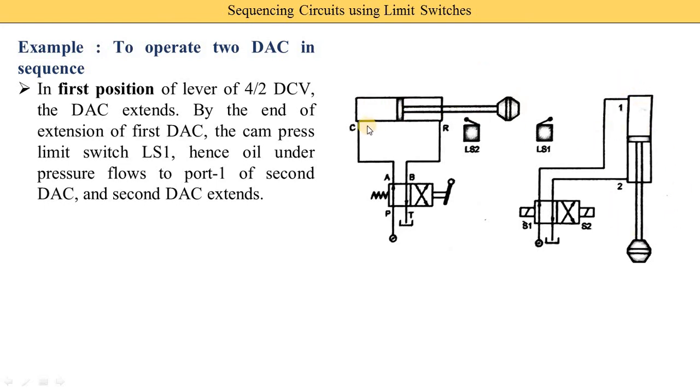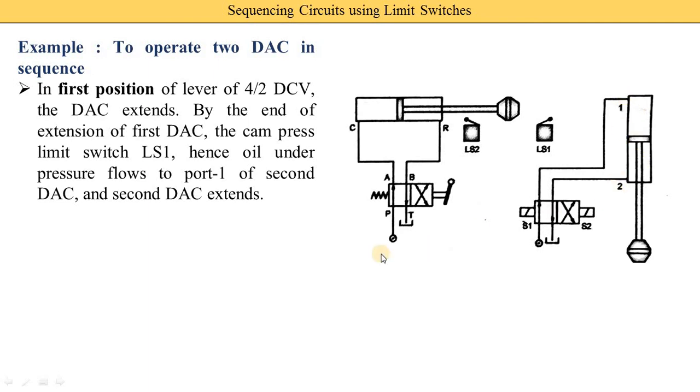So when the extension is done on the first double acting cylinder, this cam presses limit switch 1. Hence oil under pressure flows to port 1 of the second double acting cylinder, and the second double acting cylinder extends, means this cam presses the LS1 switch. This LS1 switch supplies electric current to solenoid 1, so it comes to the first position. In the first position, oil is supplied from P to A port and from A port it goes to port 1. This oil applies force on the piston and the piston moves from top to bottom, in a downward direction. So it is called the extension of the second cylinder.